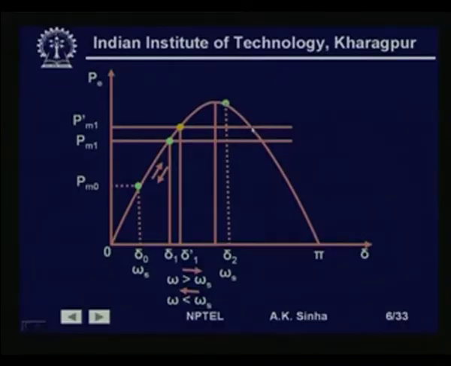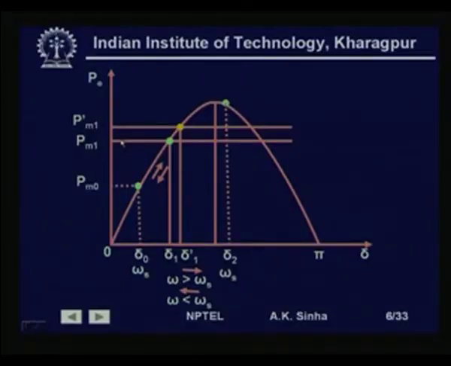So, delta will increase even at a faster rate, because now there is acceleration taking place for the rotating mass of the system. It is going to keep following this curve, that is, delta will keep on increasing. As it keeps on increasing, the electrical output keeps on reducing, which means more and more accelerating power is available, so the rotor will keep picking more and more speed, and this will be a runaway situation. The generator rotor will rotate at much faster speed and it will lose synchronism with the system. So, this is what can happen.